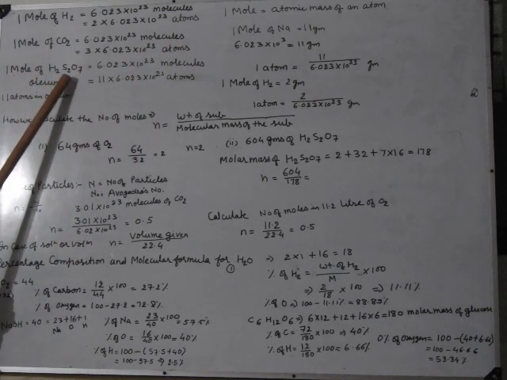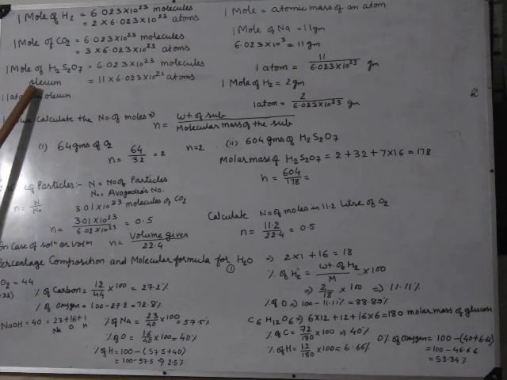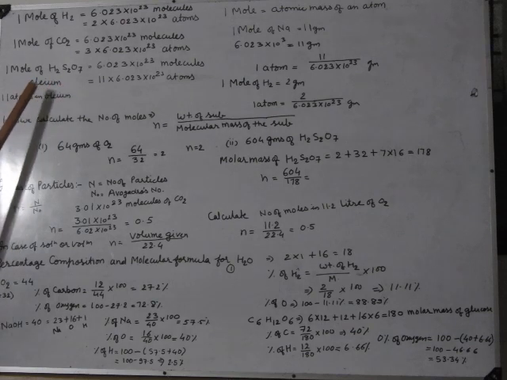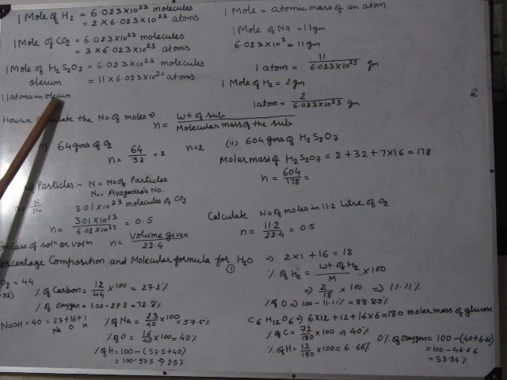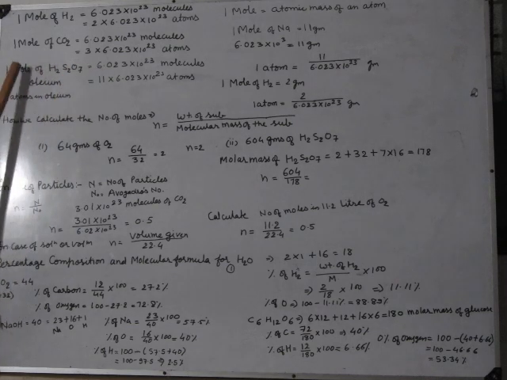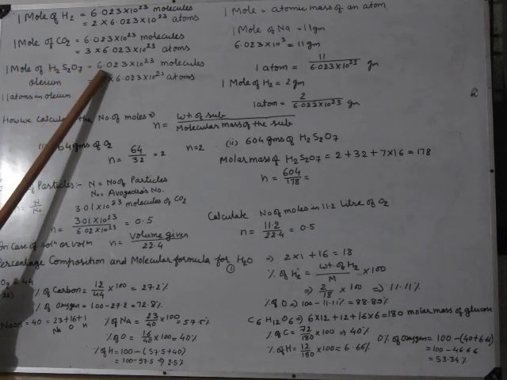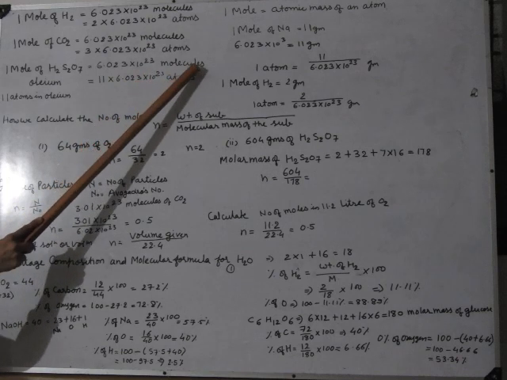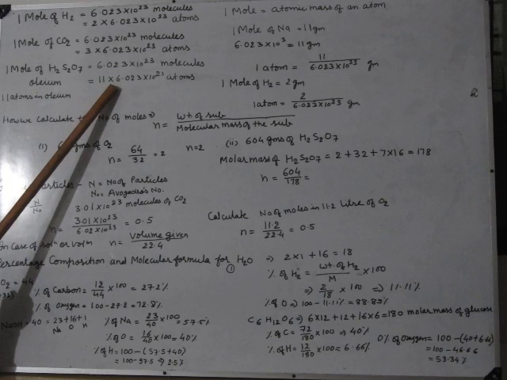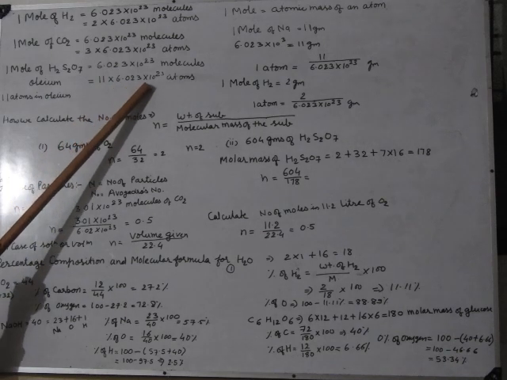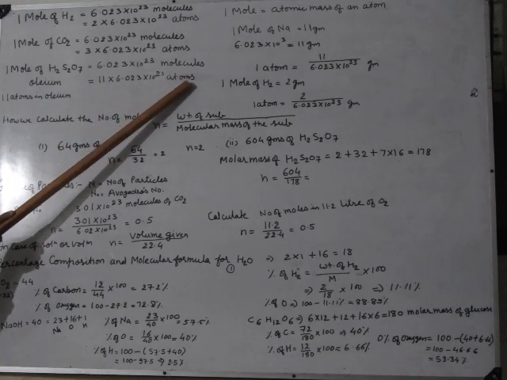1 mole of H2S2O7, oleum. Oleum has 11 atoms: 2 plus 2, 4 plus 7, 11. 11 atoms in oleum. So 1 mole of H2S2O7 is equal to 6.023 into 10 to the power 23 molecules, and atoms will be 11 into 6.023 into 10 to the power 23 atoms.